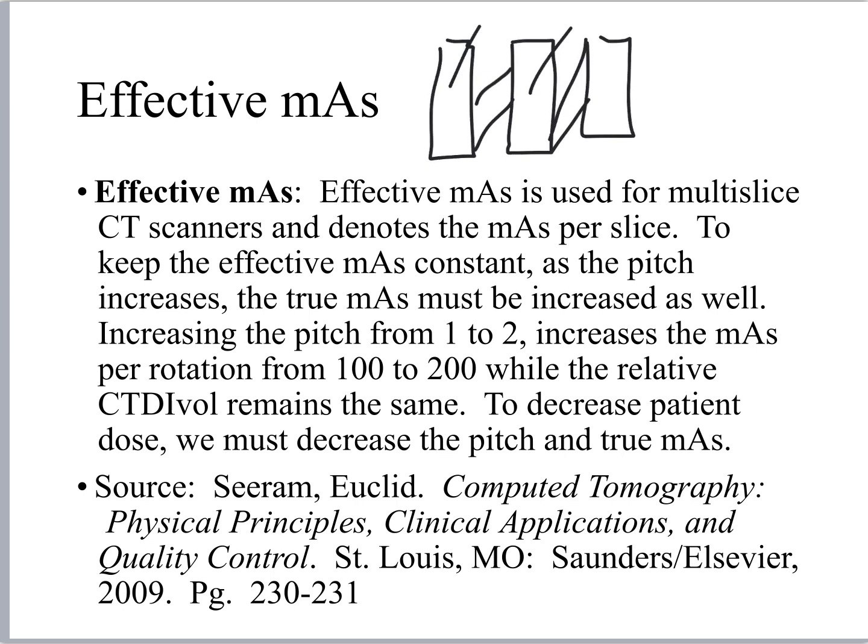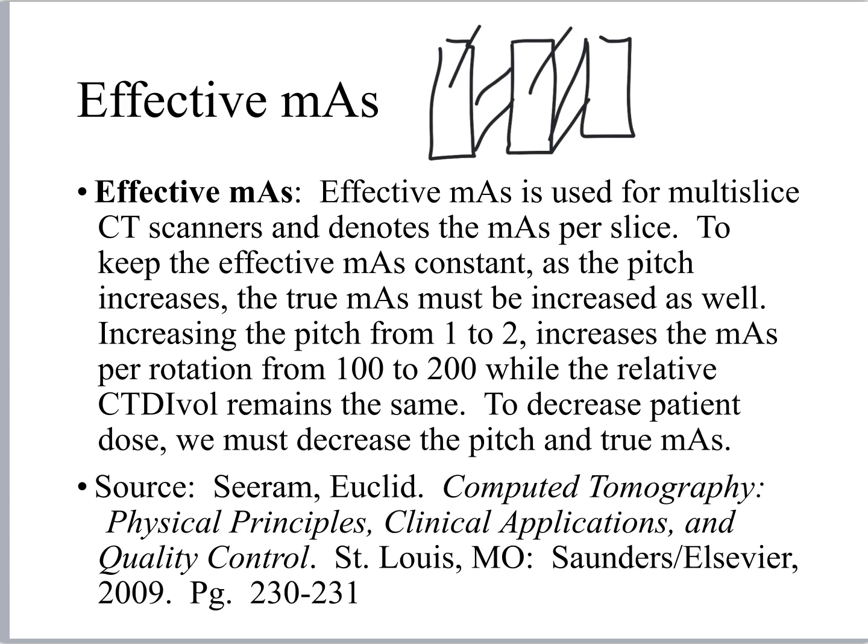And so as we change the pitch, we have to change the mass as well in order to compensate for what's occurring as we change the pitch. So increasing the pitch will have to increase the mass, but this will wind up with roughly the same volumetric dose. The CTDI will remain the same. So to decrease the patient dose, we actually have to decrease the pitch and the true mass.